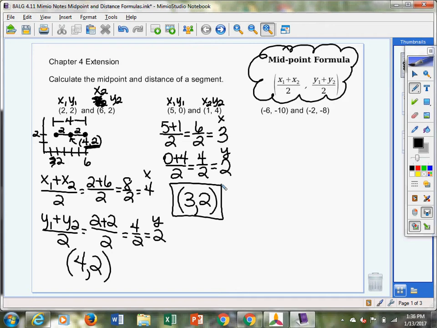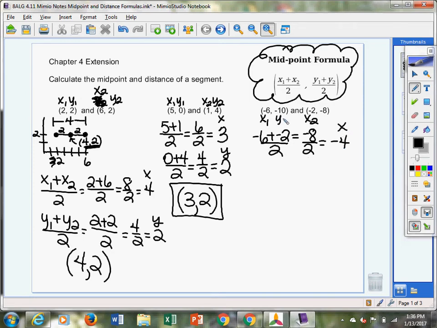So hopefully you're seeing it's actually not that big of a deal. It's actually kind of simple, and you might be able to do some of this in your head. So the next 2 points, now I'm throwing in some negative numbers. Don't let the negative numbers throw you off, okay? We're gonna take our x's, add our x's together and divide by 2. Negative 6 plus negative 2 is negative 8. Negative 8 divided by 2 is negative 4. That's the x of my midpoint, okay?